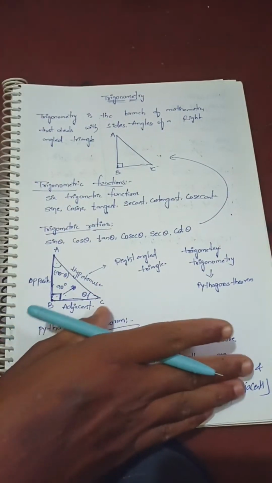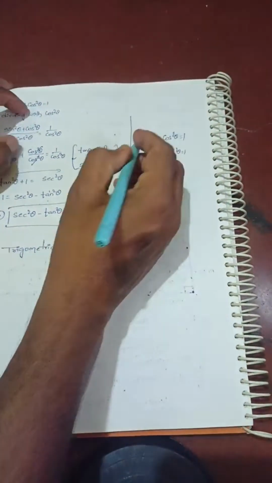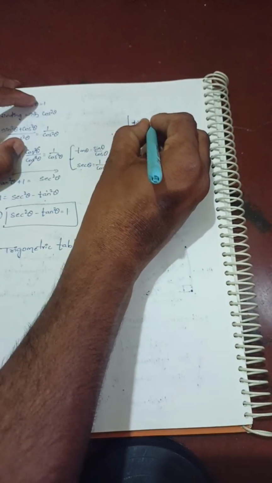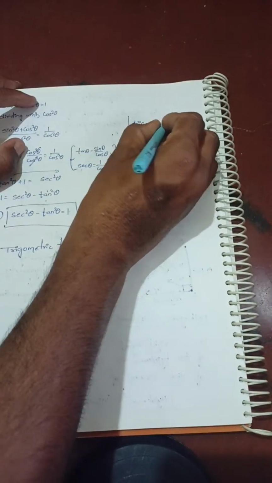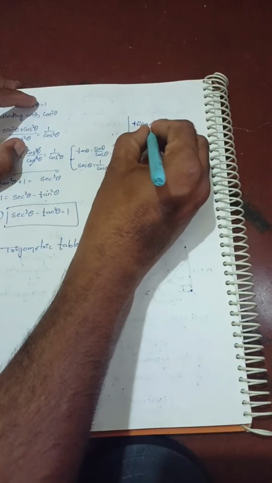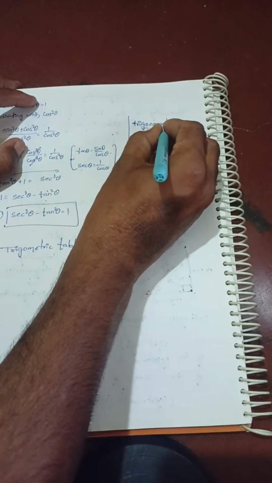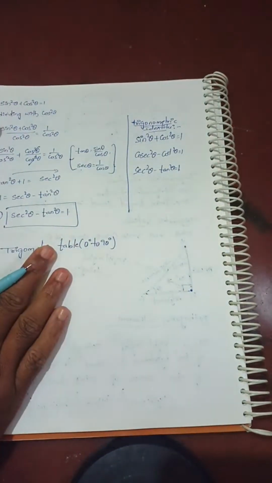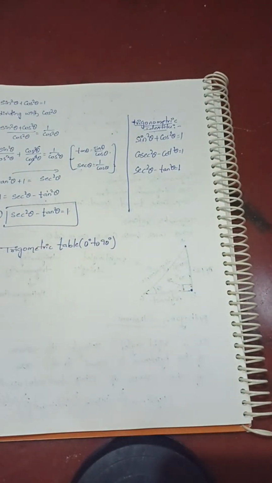If you know the trigonometric table, please write it down. These are the standard identities. These are the three trigonometric identities which are very important for the examination. So please concentrate right over here. I'll come back within 2 minutes.